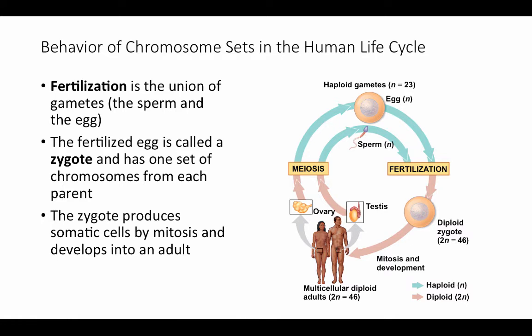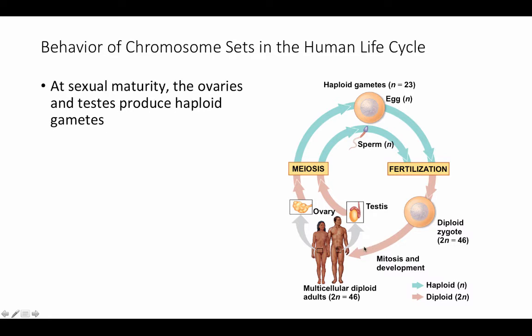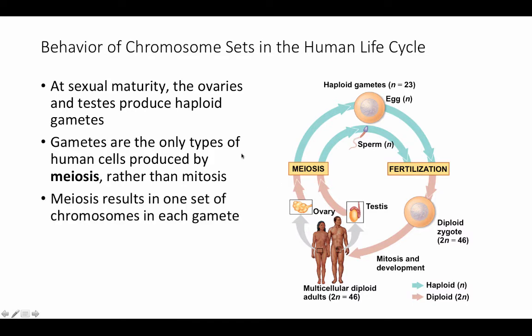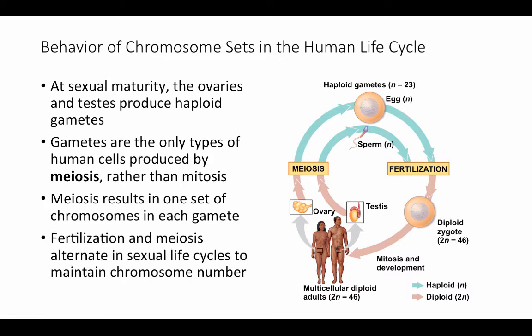The zygote produces somatic cells by mitosis to allow that cell to grow and develop into an adult. And then at sexual maturity, the ovaries and testes in that adult human are going to produce haploid gametes with just 1 set of chromosomes in each gamete cell. Gametes are the only types of human cells produced by meiosis rather than mitosis. So a diploid cell can go through meiosis and produce haploid gametes. So meiosis results in 1 set of chromosomes in each gamete.